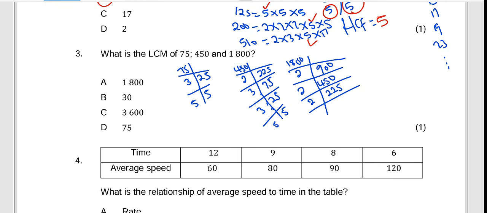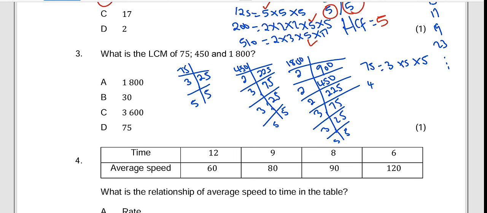And then again, 225 by 3 will give me 75. And then 3 goes into 75, giving 25. And then I will have 5 and 5. I'll write down my prime factors for 75. I have 3 times 5 times 5.